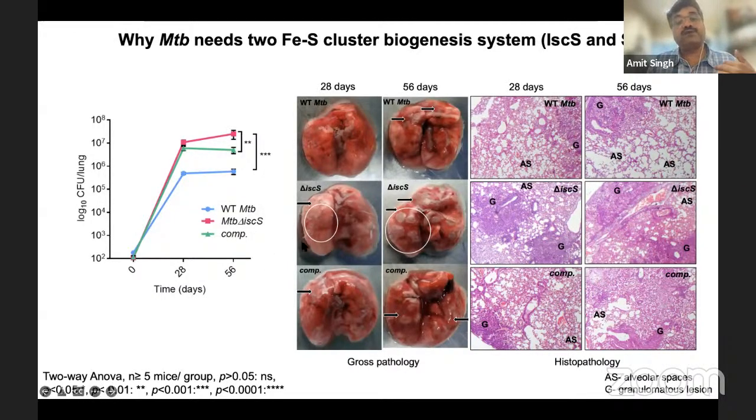But you put this mutant in animals, and the mutant is hypervirulent. At 28 days and 56 days, you see hypervirulence. We see partial complementation. Pathology is also severe in the mutant, whether you take gross pathology as compared to wild type and complemented strain, or histopathology, the mutant is hypervirulent. So we asked the question whether this hypervirulence is perhaps because of deregulated expression of the suf operon. This is something which we are working on.